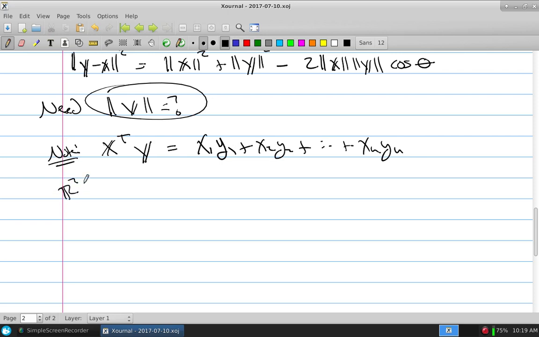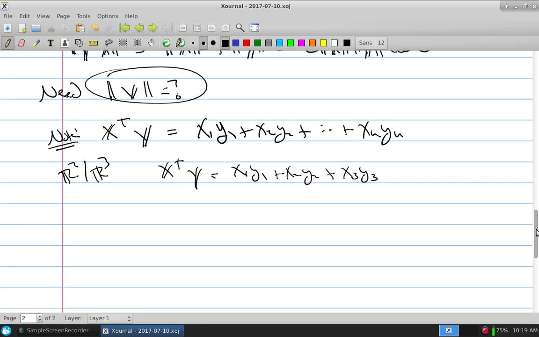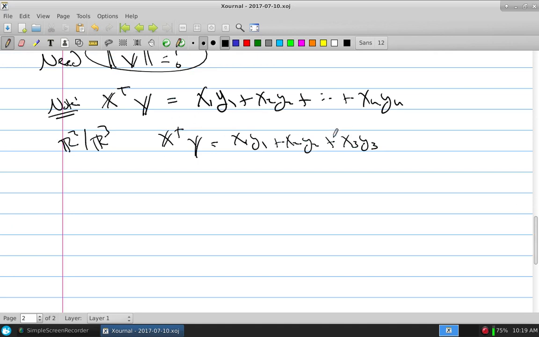But definitely in R2, R3, if I would do R3, x transpose y would be just simply x1 y1 plus x2 y2 plus x3 y3. And it'd be like, well, who cares? And R2 would only have two of those, right? But what would x transpose x be? It would be x1 squared plus x2 squared plus x3 squared.